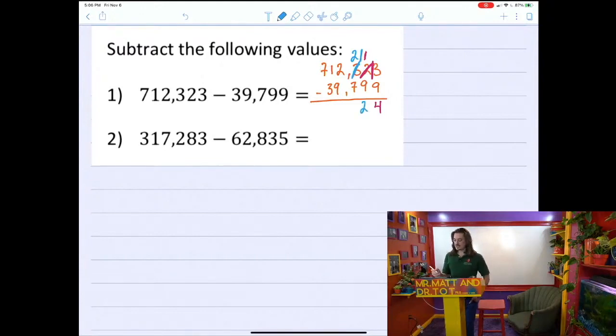Moving on, 2 minus 7, same thing. The 7 is larger than the 2, so I'm going to borrow from the 2 over here. That's going to become a 1. The 2 will become a 12. 12 minus 7 is 5.